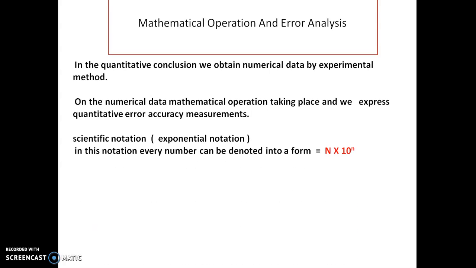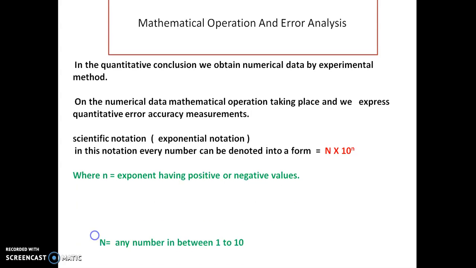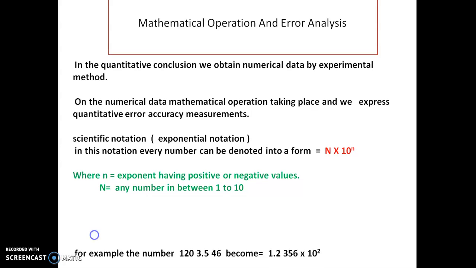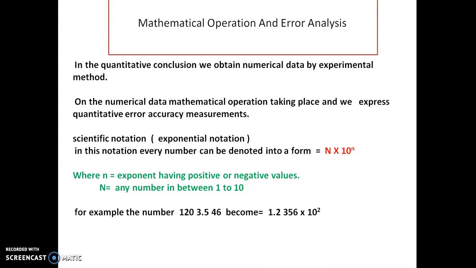Scientific notation, or exponential notation. In this notation, every number can be denoted in the form N times 10 raised to n, where small n is the exponent having positive or negative values and capital N is any number between 1 and 10. For example, the number 1203.546 becomes 1.2036 times 10 raised to 2. Here the decimal point moves to the left by 2 places. That's why we take 10 raised to 2.